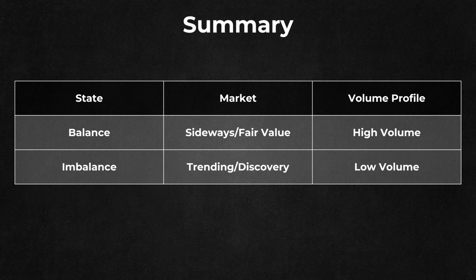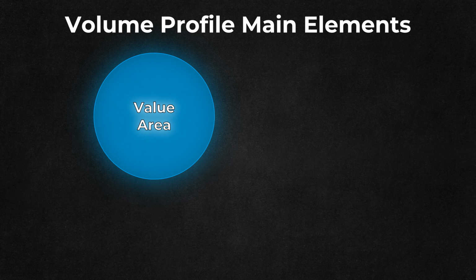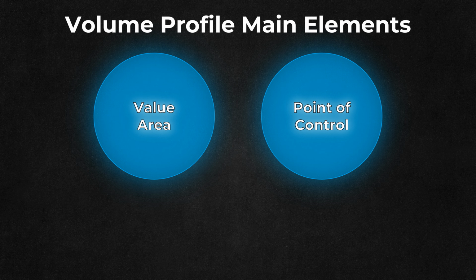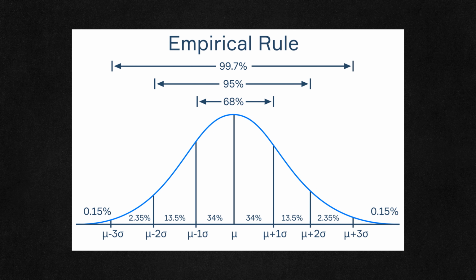Given that basic understanding of how the auction market theory relates to the volume profile, let's dive deeper into the elements of the volume profile. The volume profile has two main elements, the value area and the point of control. These ideas are based on the observation that when markets are in balance, the distribution of trading activity across prices often resembles a normal distribution, also known as a bell-shaped curve. In statistics, the empirical rule states that 68% of observations fall within one standard deviation of the mean, 95% fall within two standard deviations, and 99.7% fall within three standard deviations.